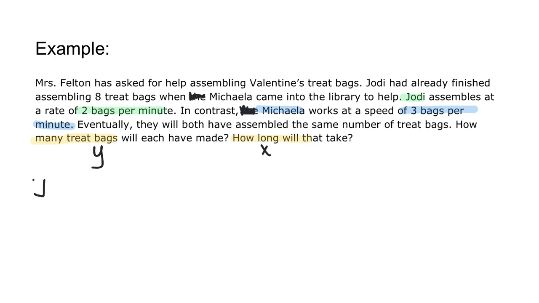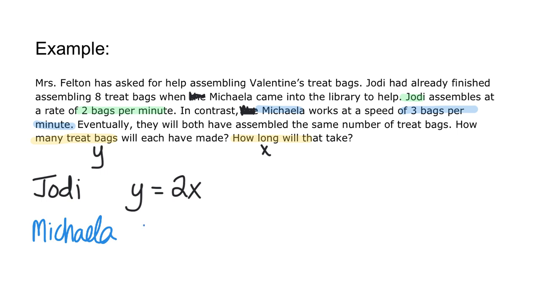So if I write an equation to represent Jody, this problem tells me that she assembles at a rate of 2 bags per minute. So the number of bags she does will be equal to 2 bags per minute. And then I can do the same thing with Michaela. Michaela assembles at a rate of 3 bags per minute. Now, this is not all the information they give me.